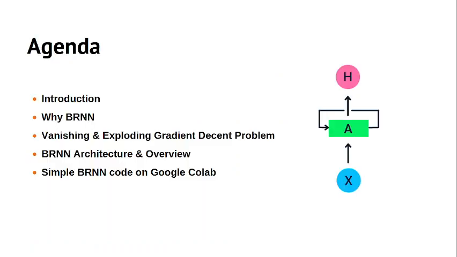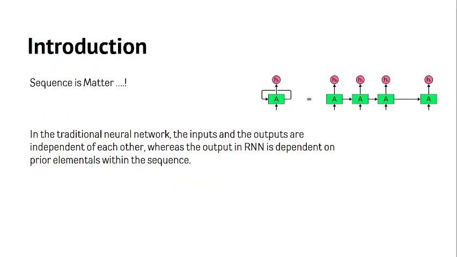So today's agenda: introduction, why BRNN, and we will also go through the vanishing and exploding gradient descent problem in the simple RNN, BRNN architecture and overview, and finally we'll show bidirectional RNN code on Google Colab. So let's start. Before I start with the bidirectional RNN, I give the overview of RNN and LSTM, which help you to understand what actually bidirectional RNN is.